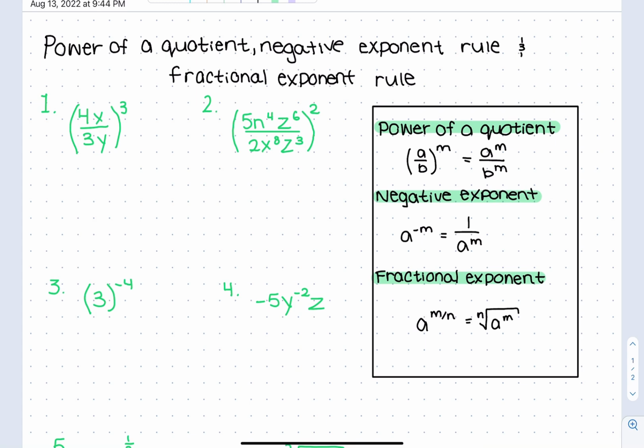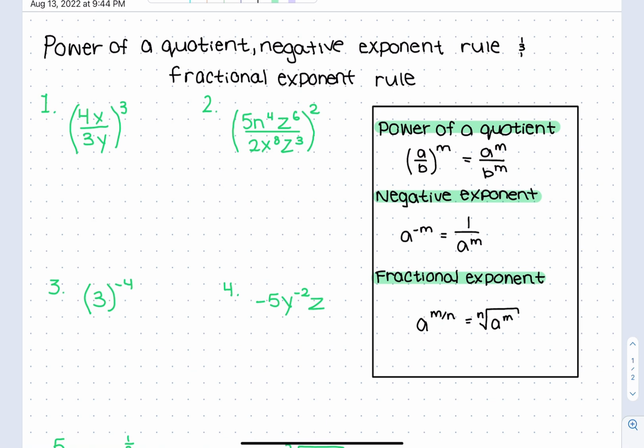The first one is power of a quotient. This refers to when we have a fraction, so a number or a variable, and it's divided by something else. If that whole thing is raised to something, this rule allows us to apply that exponent to the top and to the bottom. This can help us then distribute it or break it down into a simpler form.